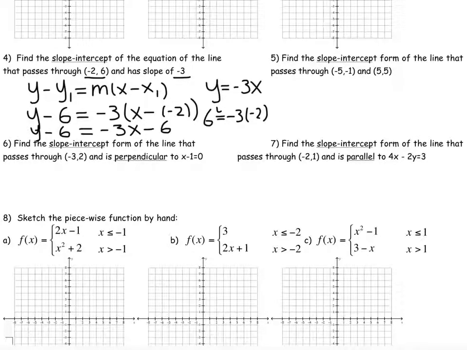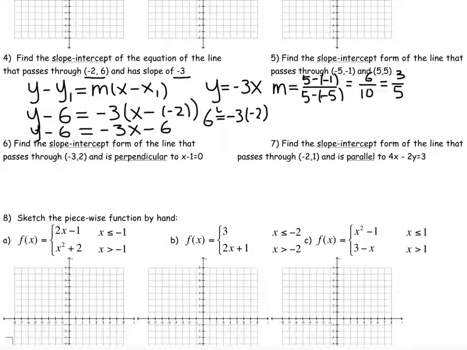Number 5. Find the slope-intercept form of the line that passes through negative 5, negative 1 and 5, 5. So first we need to look for the slope. What's the slope definition? Change in y over change in x. I'm going to take 5 minus negative 1 over 5 minus negative 5, which gives me 6 over 10, and I can reduce that down to 3 over 5.